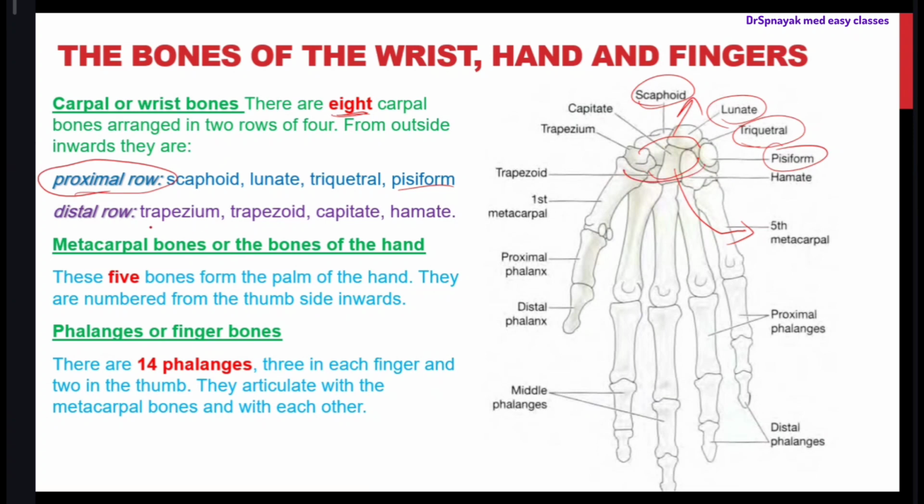In the distal row we have trapezium, trapezoid, capitate and hamate. You don't need to memorize all these names, but try to remember them. In the carpals we have 8 bones.